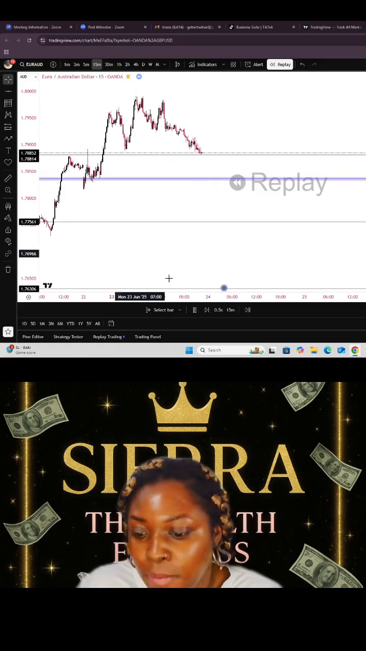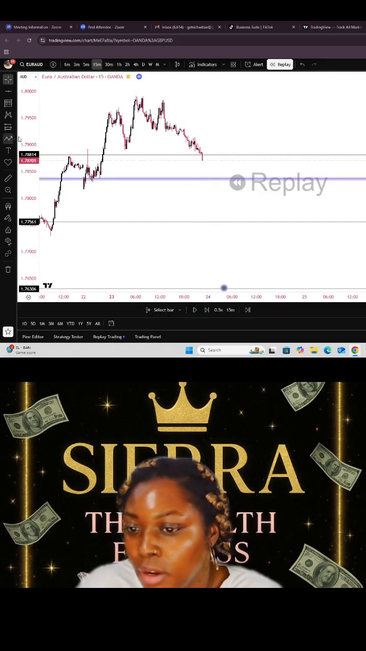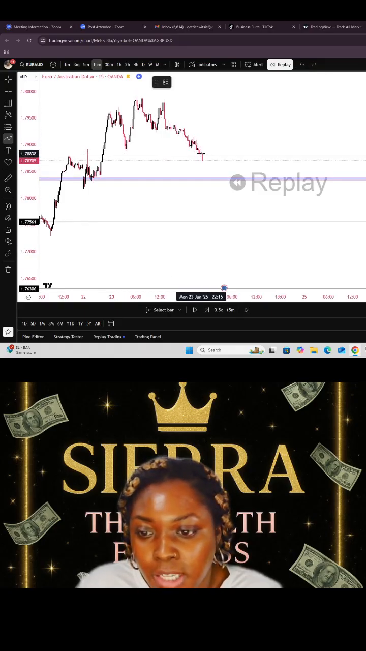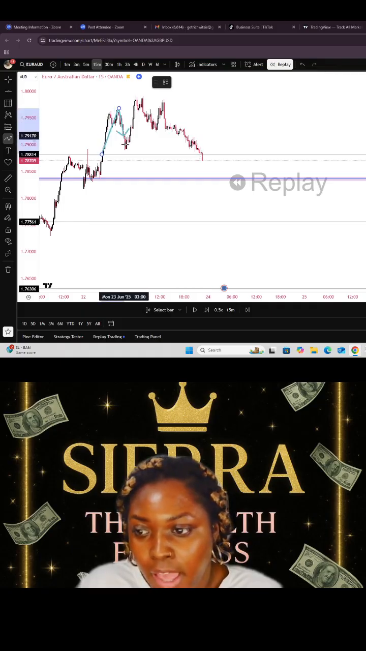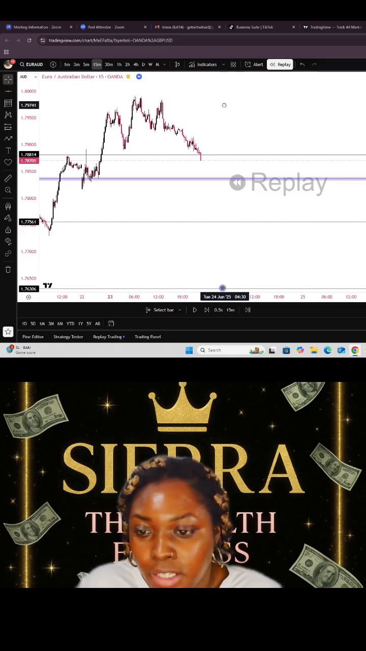All right, we're coming back to our zone. Now remember, you don't want to just enter near the zone because like price did here, it came back near the zone, although it didn't touch it, but it rejected and it went higher. Okay, so let's see what price is going to give us.